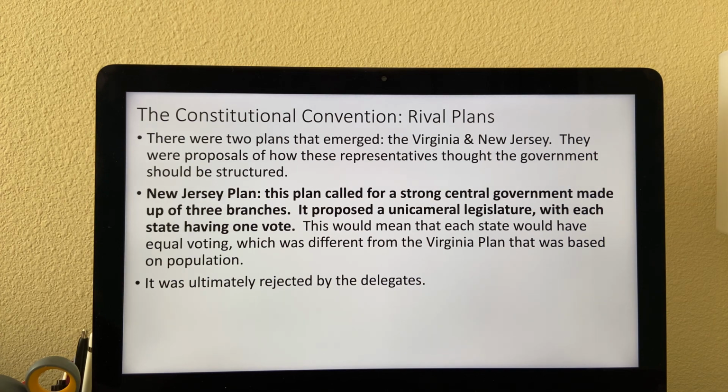So New Jersey would have one vote, Virginia would have one vote, Georgia would have one vote, North and South Carolina would have one vote. So they wanted to have equal voting because they obviously don't have the same population that Virginia does. So they wanted a chance to have equal voting. Ultimately, this plan was rejected by the delegates.